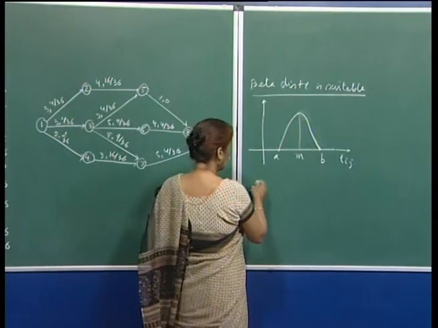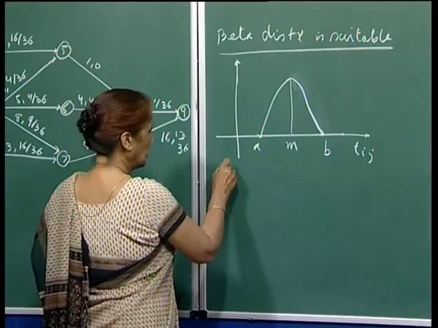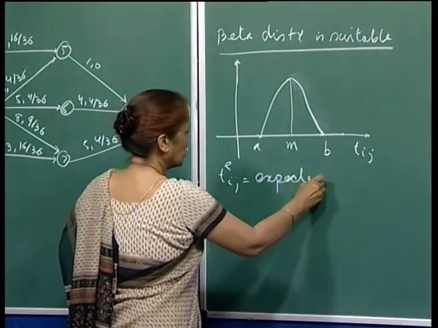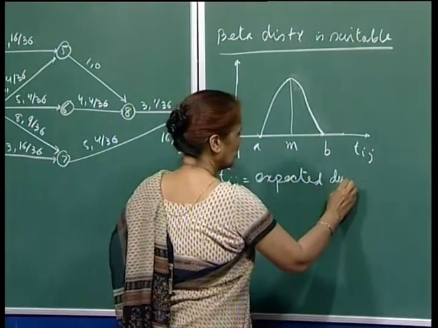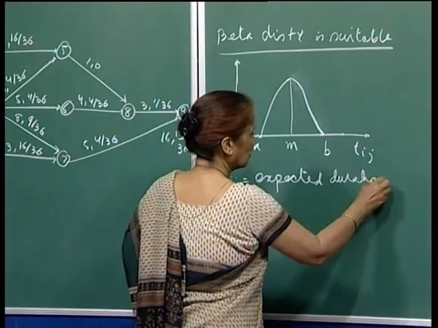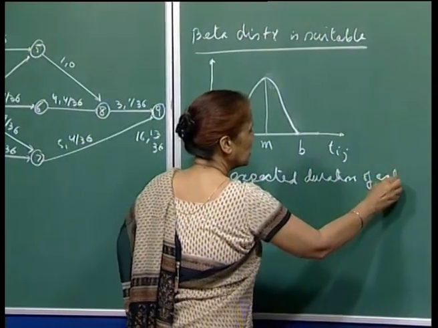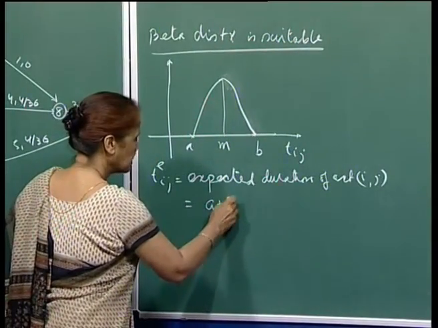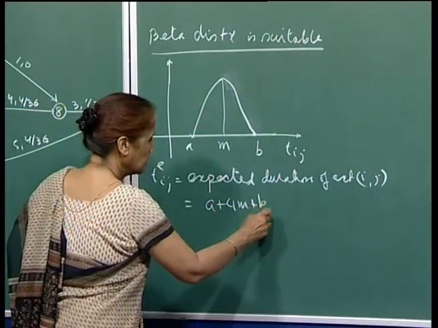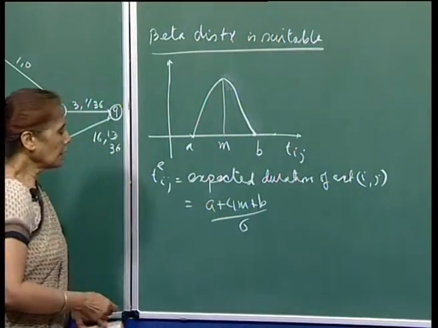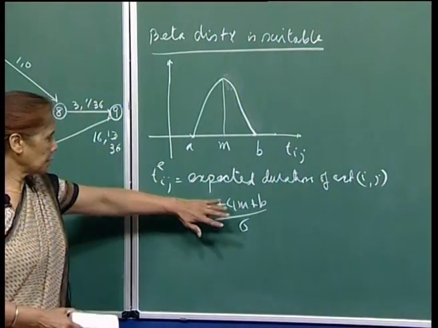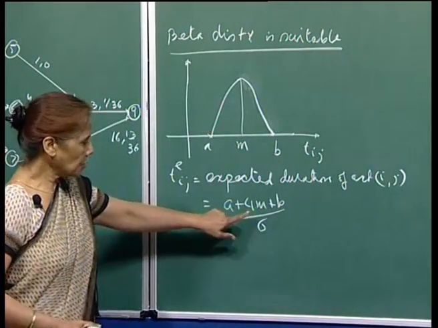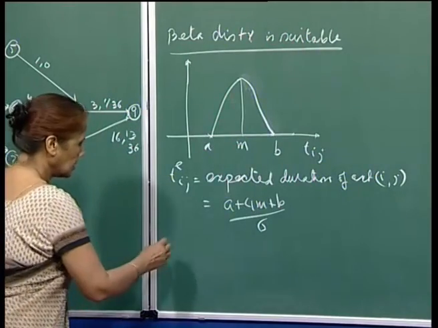So, what we say is that, for example, the expected duration of activity ij, the formula is (a + 4m + b)/6. These are a good fit. So, the expected duration of activity ij is computed approximately by this formula.